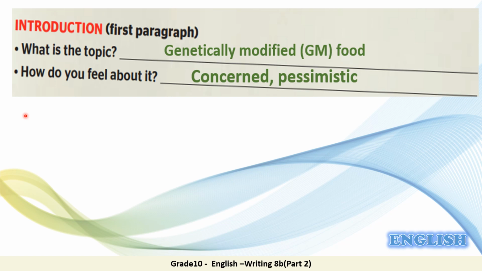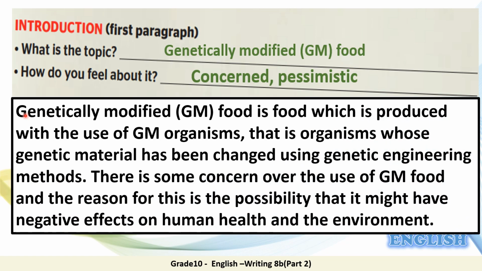Let's check the sample together. Genetically modified food is food which is produced with the use of GM organisms, that is, organisms whose genetic material has been changed using genetic engineering methods. So, this is the definition of the topic.